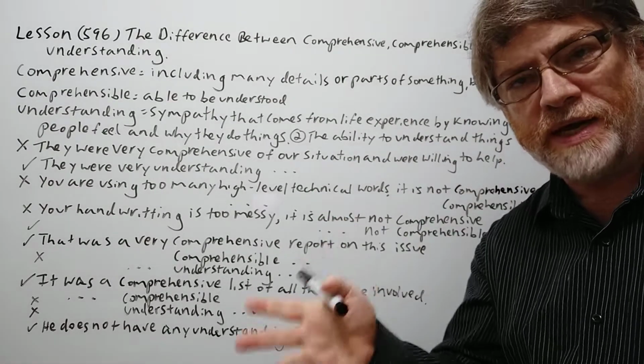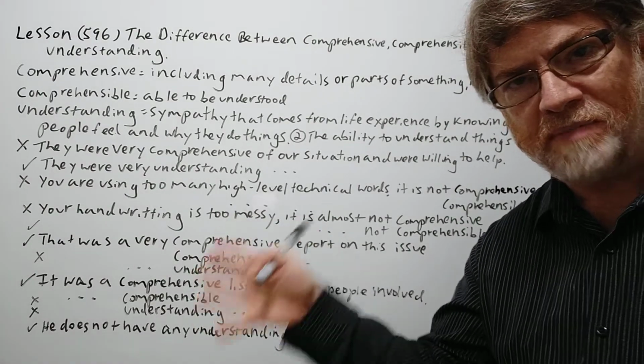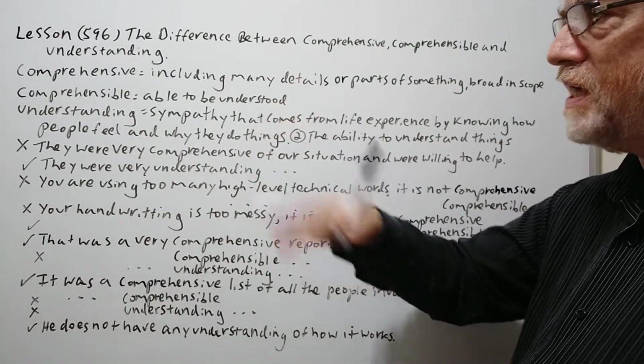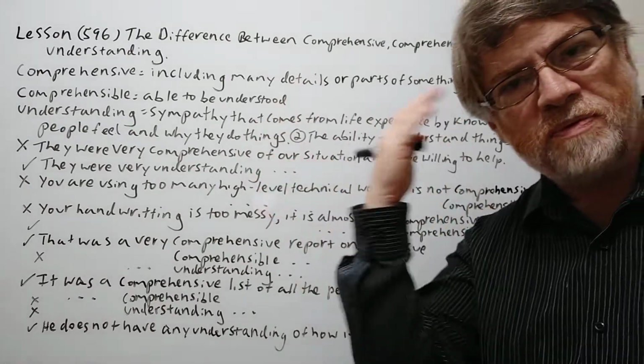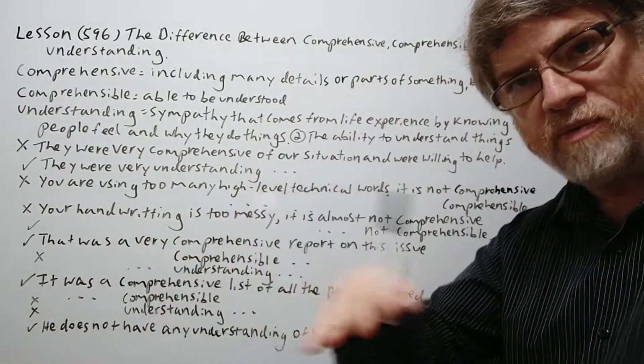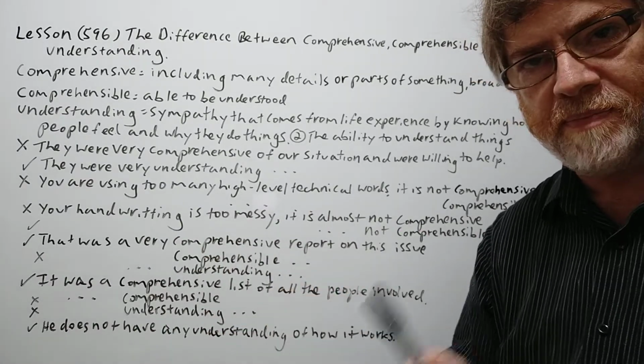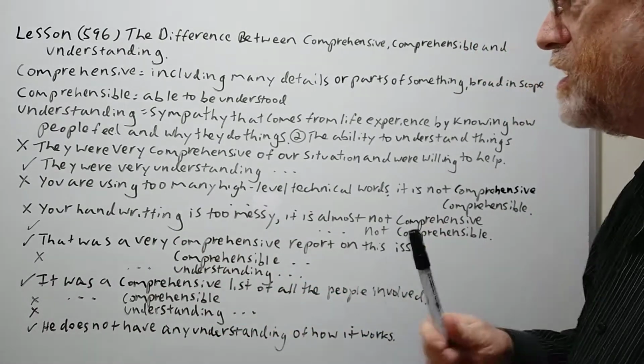All right, these are three words that students could sometimes mix up, because anything that has to do with comprehensive or comprehensible, in people's minds, is close to the idea of comprehend, which also means to understand. So this is why students could mix them up and use them improperly. So let's take a look here.